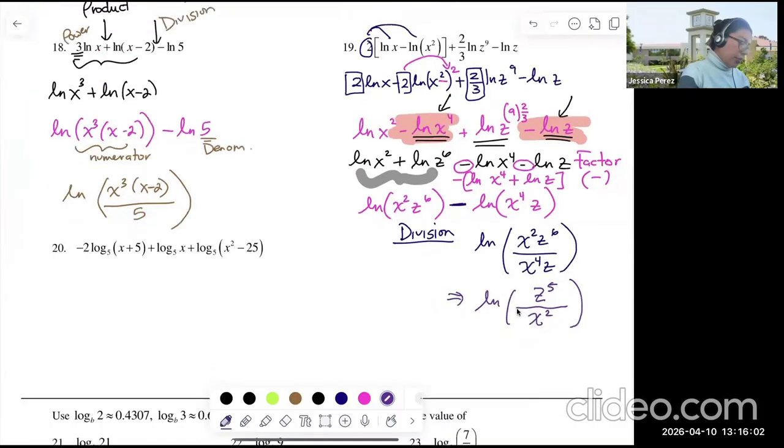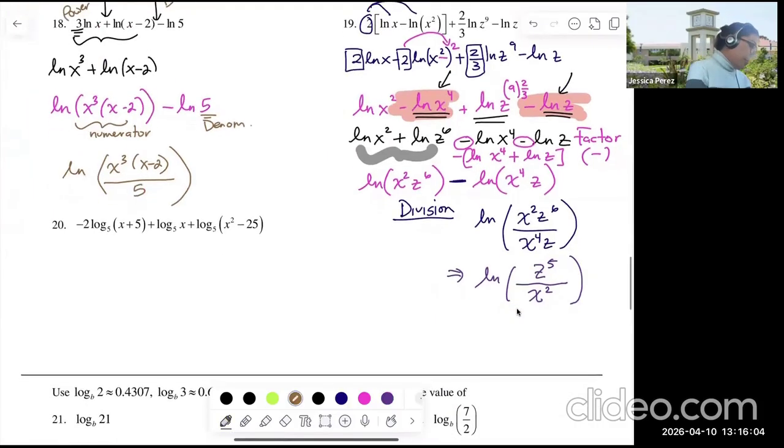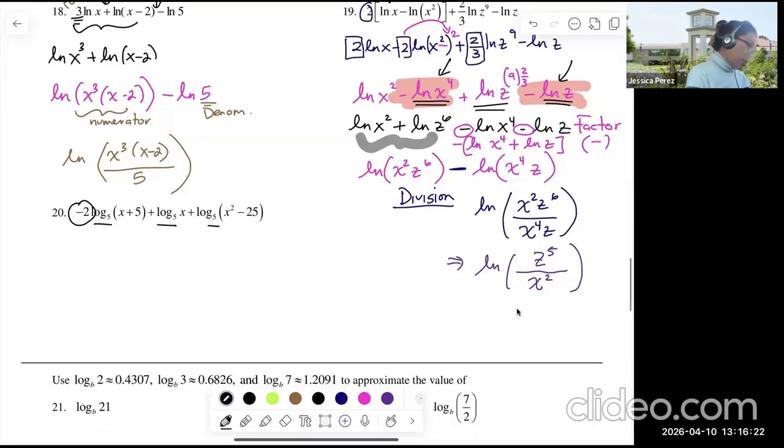Alrighty, let's look at number 20. So very similar, I have a negative 2 that I have to take care of, and I'm going to be able to rewrite it. And then I have log base 5, log base 5, and log base 5. So I'm going to rewrite this as log base 5 of x.